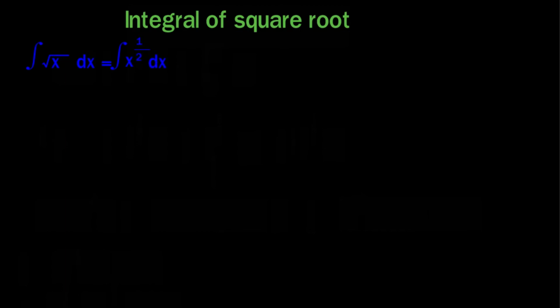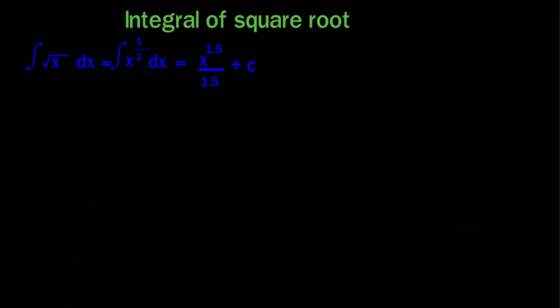So we do the same thing. When we do the integration, we add 1. So adding 1, it becomes 1.5, so x to the power of 1.5 over 1.5 plus c. Because 1 over 2 is 0.5, and you add 1 to get 1.5. So this is the answer.